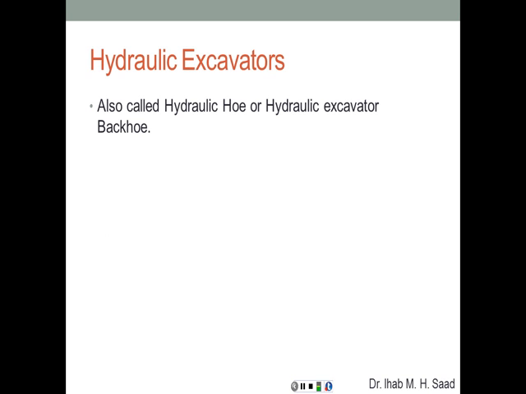The hydraulic excavator, also called hydraulic hoe or hydraulic excavator backhoe, depending on the way the bucket is facing. If it's facing forward, it's a hoe or a shovel. If it's facing backward, it's a backhoe. It digs by pulling the dipper back towards the machine. So there's going to be a hydraulic force pushing that bucket into the soil and then pulling it to get out of the soil with a breakout force to take the soil and to be scooped away.